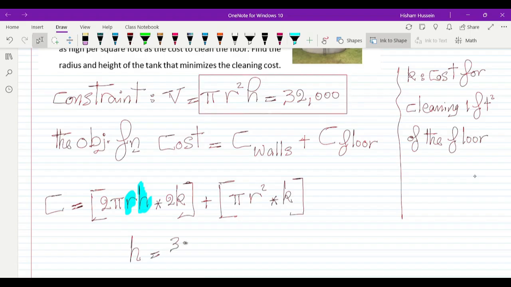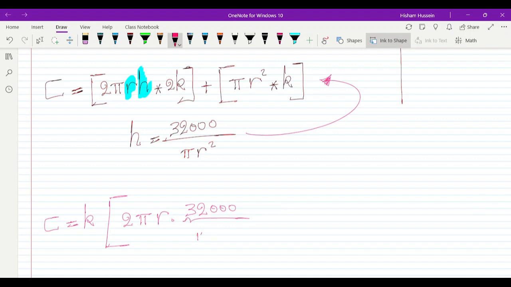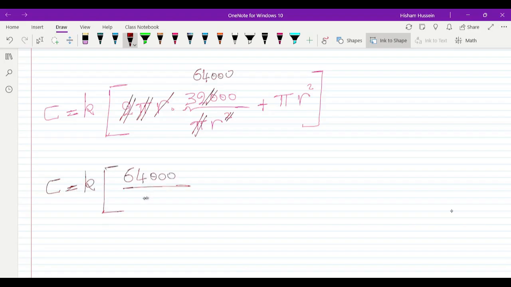H will be 32,000 divided by πr², and we substitute this h in the cost function. So the cost function will be, we can factor k out, 2πr times h, which is 32,000 divided by πr², plus πr². Canceling r with one r, and canceling π with this, 2 times 32, 64,000. So the cost function will be k times 64,000 divided by r plus πr².